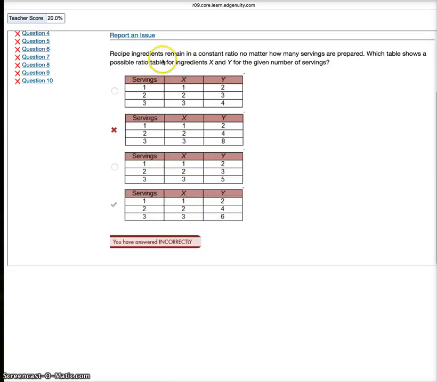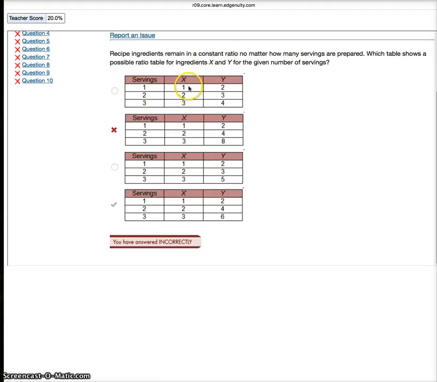So a lot of these have a chart or a table or whatever, and they're looking for a ratio of one thing to the next. So the first thing you have to do is figure out what that ratio is. So in this one, they're looking for which table shows a possible ratio for ingredients X and Y for the given number of servings. Great.